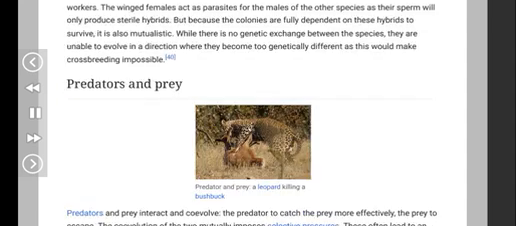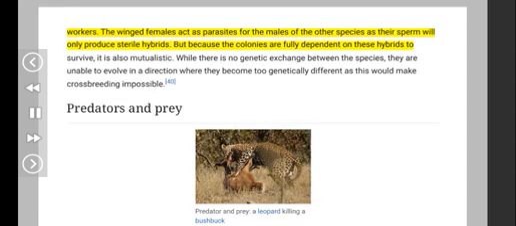The winged females act as parasites for the males of the other species as their sperm will only produce sterile hybrids. But because the colonies are fully dependent on these hybrids to survive, it is also mutualistic. While there is no genetic exchange between the species, they are unable to evolve in a direction where they become too genetically different, as this would make crossbreeding impossible.